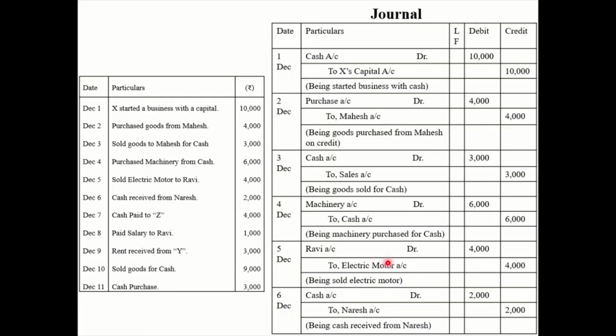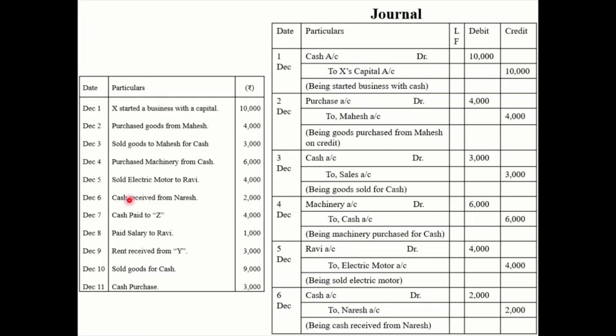To electric motor. Electric motor is a type of real account. Real account rule is credit what goes out. Electric motor is going out of the business. That's why electric motor account is credited with rupees 4,000. Narration is being sold electric motor.